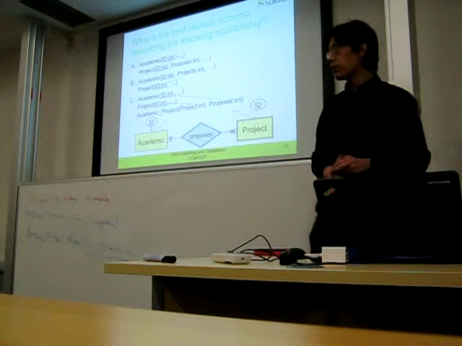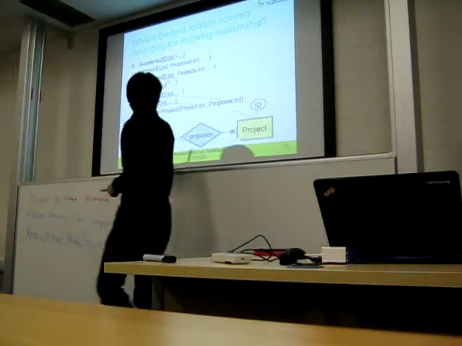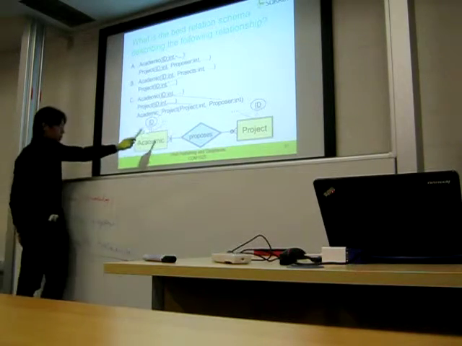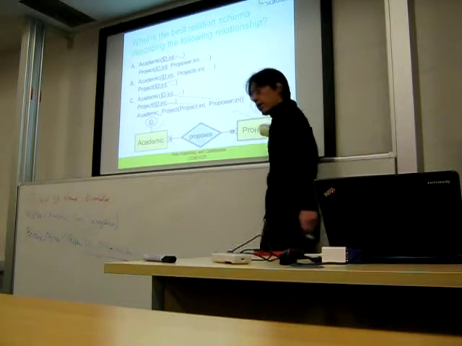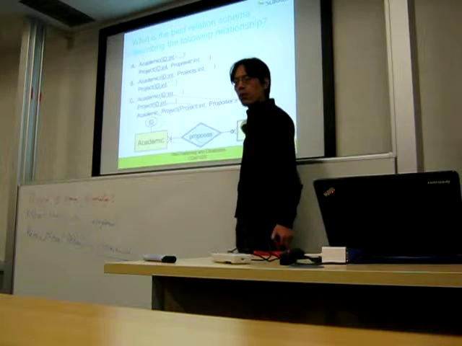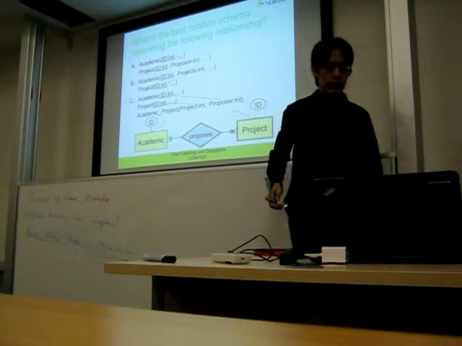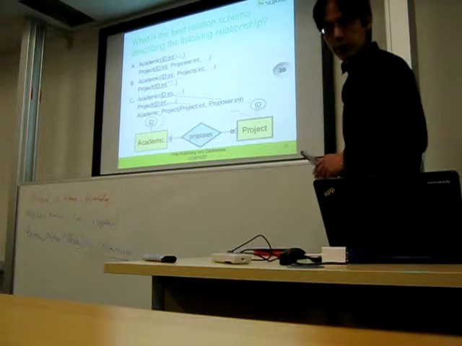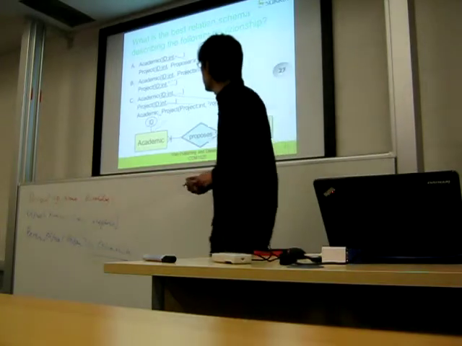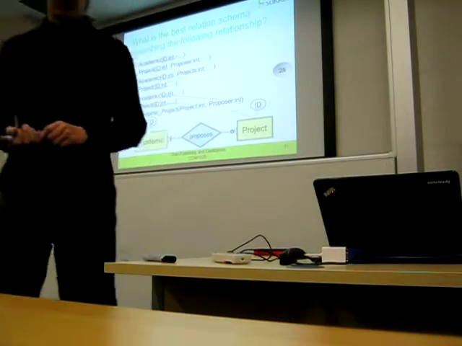Now, the rules change. One academic can propose 0 to many projects, and 1 project can be proposed by 1 or many academics. How are you going to represent this in a relational database?